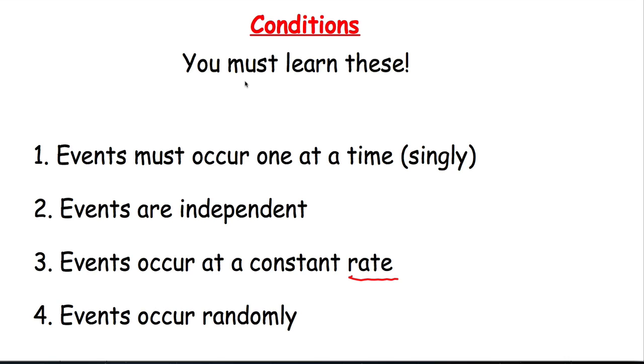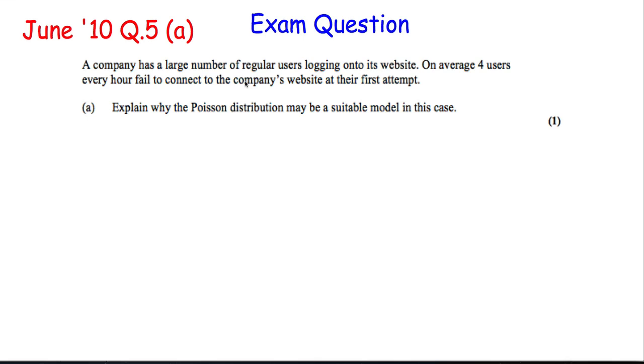And then finally, events must occur randomly. So just really quickly, this is an exam question from June 2010, and it says here: a company has a large number of regular users logging onto its website, on average 4 users every hour, so there's your rate, failed to connect to the company's website at their first attempt. Part A, explain why the Poisson distribution may be suitable in this case. So, any of the 4 conditions we spoke about, I would say here that events occur at a constant rate, but you can use any of the 4 conditions we spoke about.